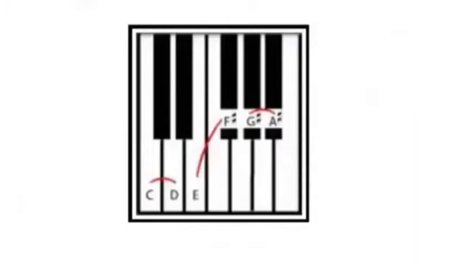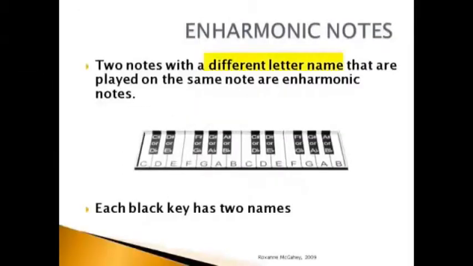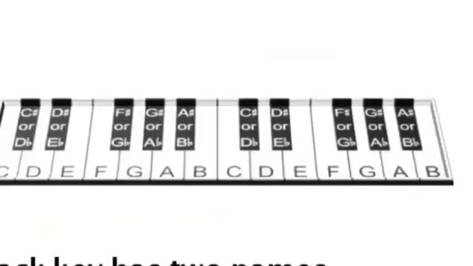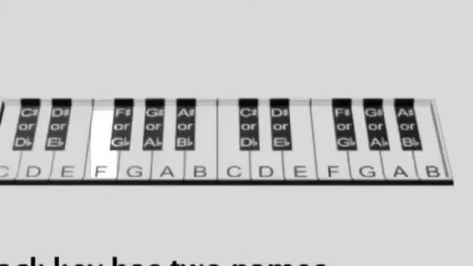Enharmonic notes are notes that have a different letter name but sound the same. Each black key is going to have two names. Remember that C flat and B are enharmonic notes, as well as E and F flat. B sharp and C, and E sharp and F, are also enharmonic notes.